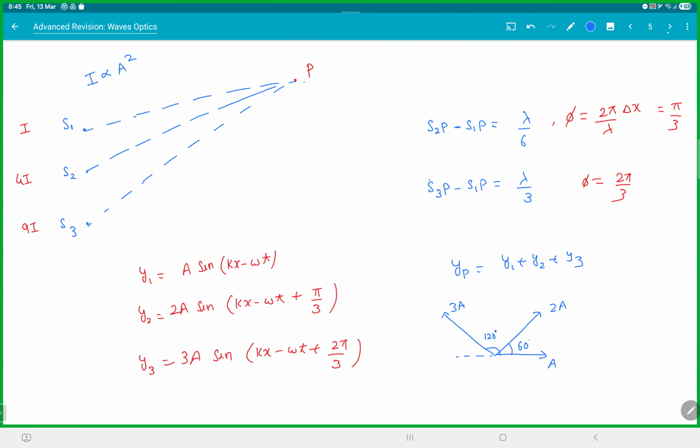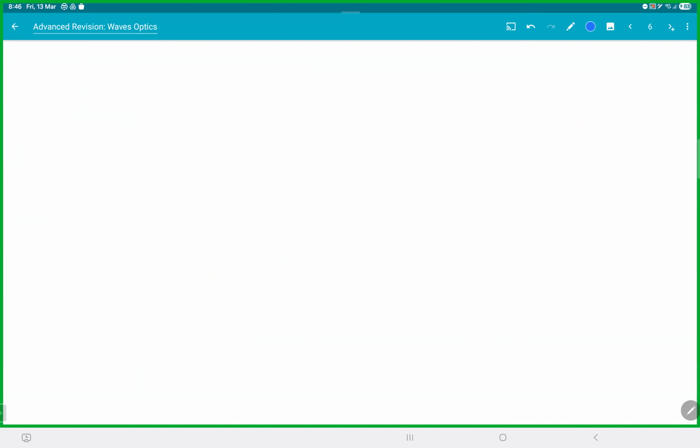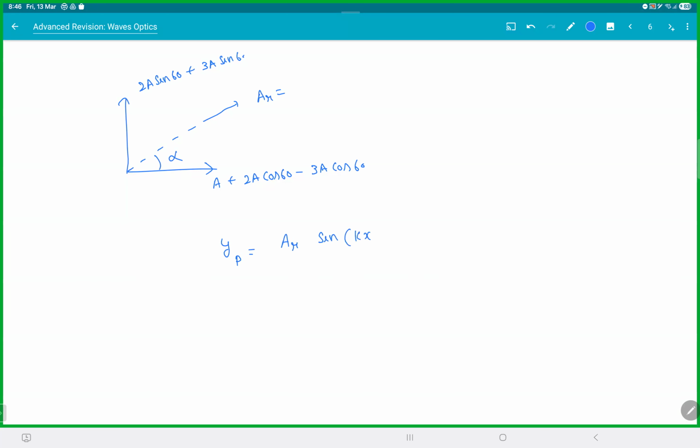Resolve them into i cap, j cap. You end up with a plus 2a cos 60 minus 3a cos 60, and this will be 2a sine 60 plus 3a sine 60. Then get the resultant of these two vectors. That will be your A resultant. You can solve this. Then you can write the final yP will be A resultant, and let's say this angle is alpha, A resultant into sine kx minus omega t plus alpha. This is how you can add three different sine functions.